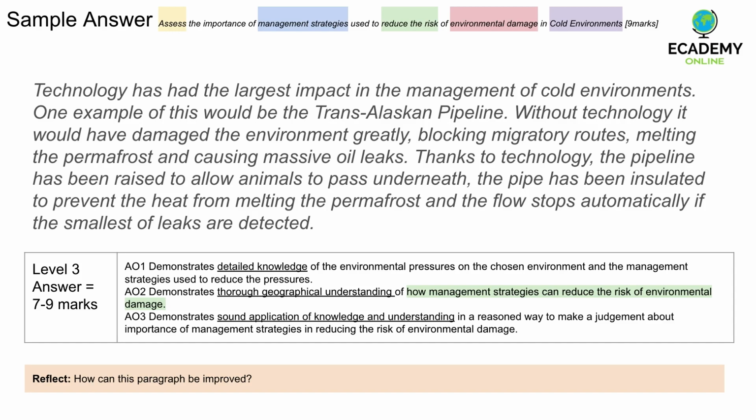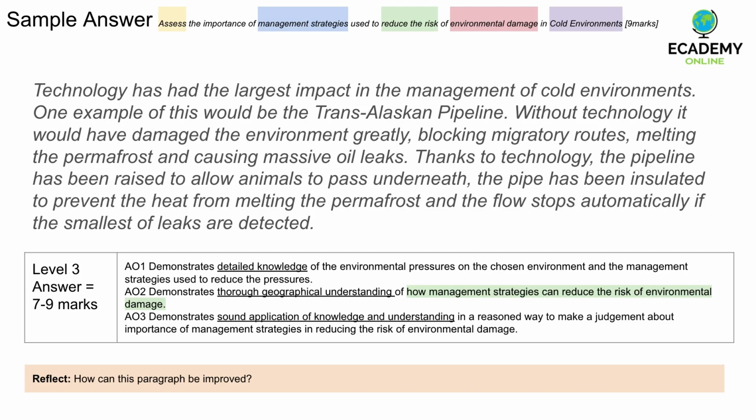So one example of this would be the Trans-Alaskan Pipeline. So it's given an example of a strategy that has been used to move oil in Alaska itself. Then it goes on to talking about how it has reduced the risk of damage to the environment by talking about migratory routes and melting the permafrost and causing oil leaks. Even better would have been to maybe mention the animals that would be using the migratory routes. So for example, the caribou. Maybe talk about the fact that the temperature of the pipeline is about 45 degrees Celsius. So therefore that would encourage melting of the surrounding environment, hence why that's a problem.